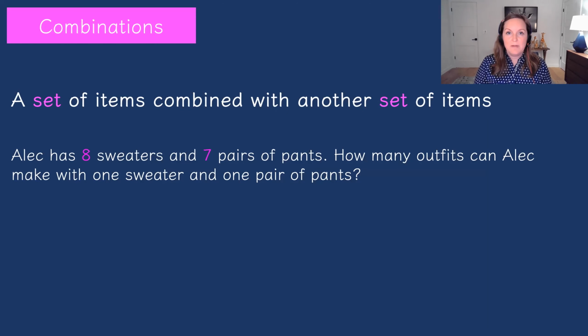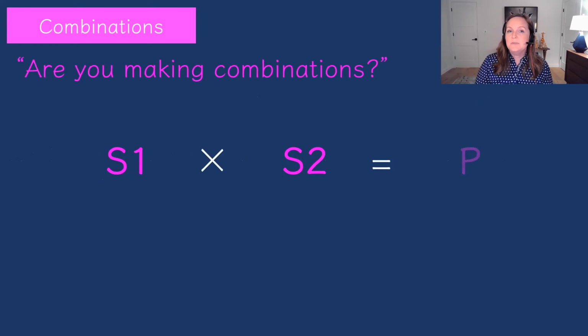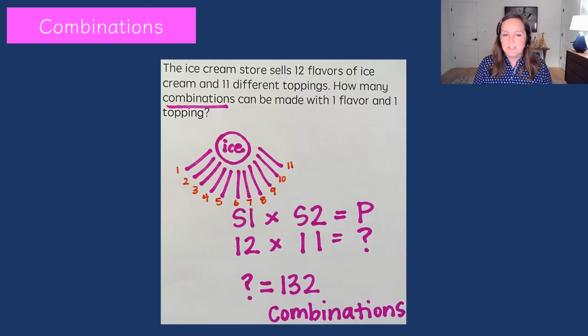The third schema we will talk about is the combination schema. With the combination schema, a set of items is combined with another set of items. For example, Alec has 8 sweaters and 7 pairs of pants. How many outfits can Alec make with 1 sweater and 1 pair of pants? To help students cue into combinations problems, they should ask themselves, are you making combinations? And here they might want to use an equation such as S1, or set 1, times S2, set 2, equals P, or the product.